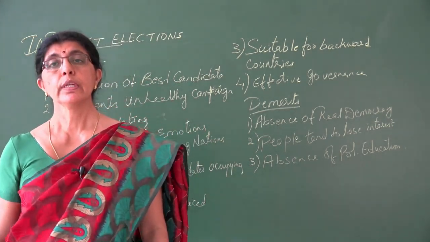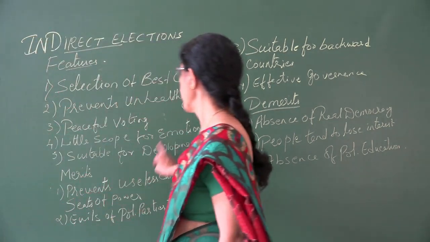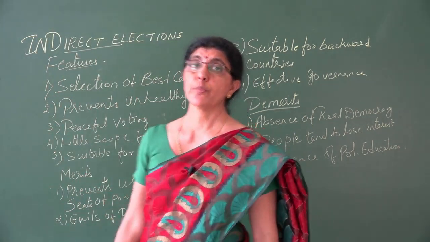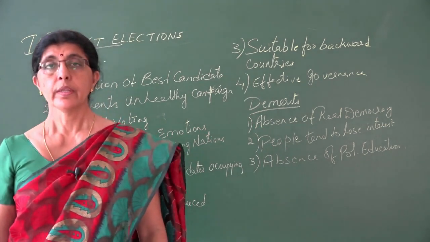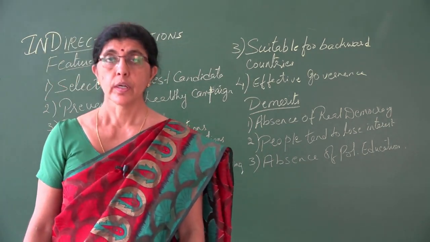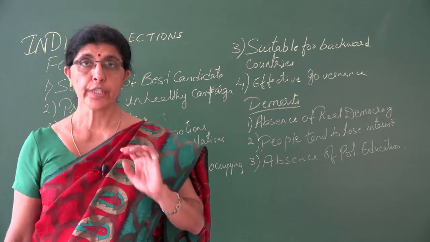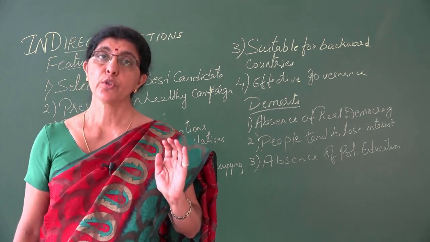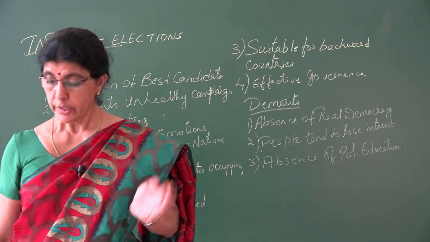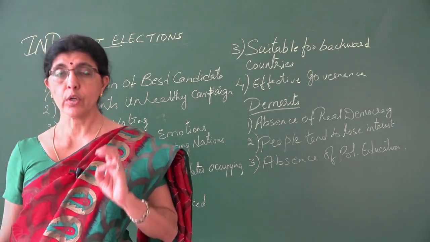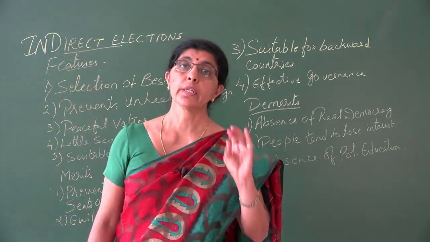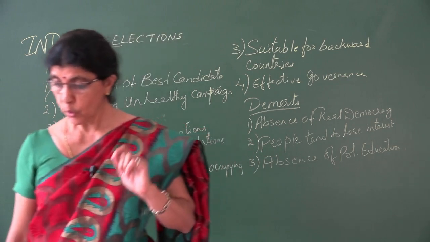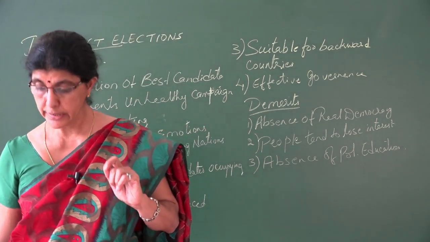The fourth point is little scope for emotions. Emotions do not play a role here. The sensitive areas are not to be used for any sort of political gains. The sensitization or the emotions of a representative do not have any chance because they are all educated and good people who have chosen their leaders.